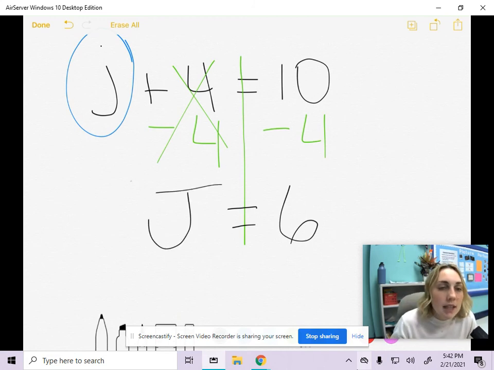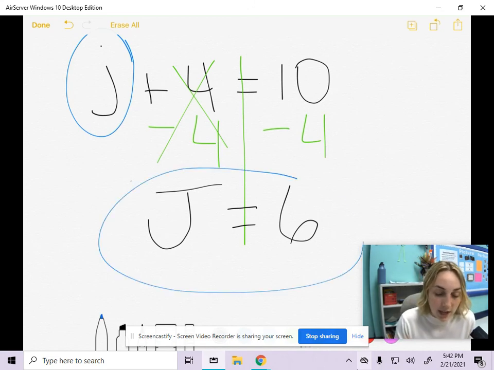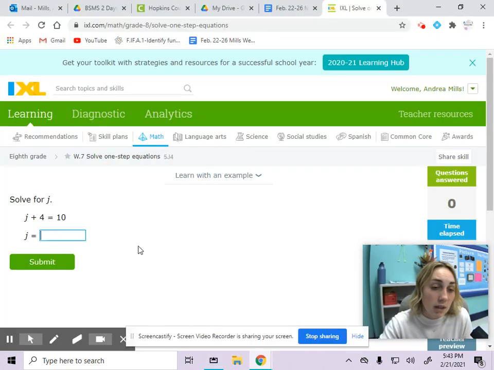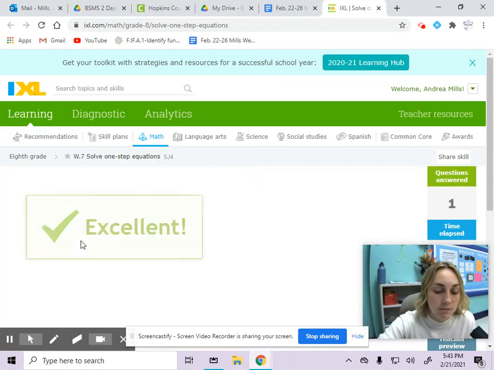So my first step to getting j by itself is I needed to get rid of that positive 4, and to get rid of that positive 4, I had to use its opposite. I had to subtract 4 to make it equal to 0. And if I do it on one side of the equal sign, I have to do it on the other side of the equal sign, leaving me with 10 minus 4, which is 6. So what we have left over is j, our variable, equals 6. So I can go in here: j equals 6.